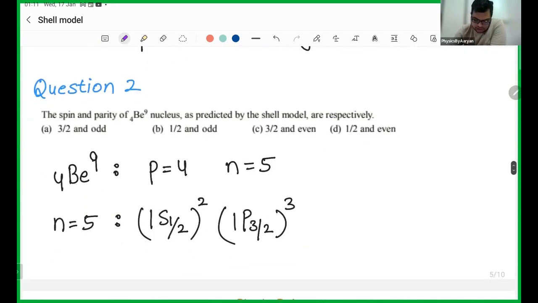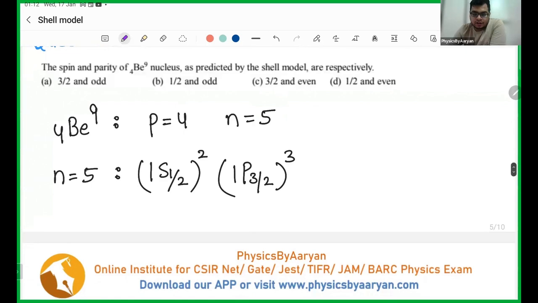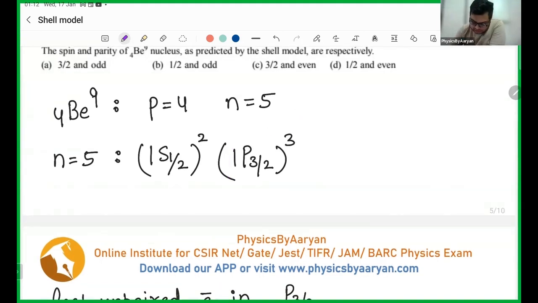Let's do another question. They are asking what will be the spin and parity for 4 beryllium 9. For 4 beryllium 9, there will be 4 protons and 5 neutrons. Protons are even, so we can ignore protons, because they contribute no spin, but there will be spin because of neutrons, and there are 5 neutrons. So let's start filling. The first orbital is 1s 1/2, so you put 2 neutrons there. The second orbital is 1p 3/2. You can put 4, but you are only left with 3. So in 1p 3/2, you put 3 neutrons. You can clearly see that your last neutron is in p 3/2.